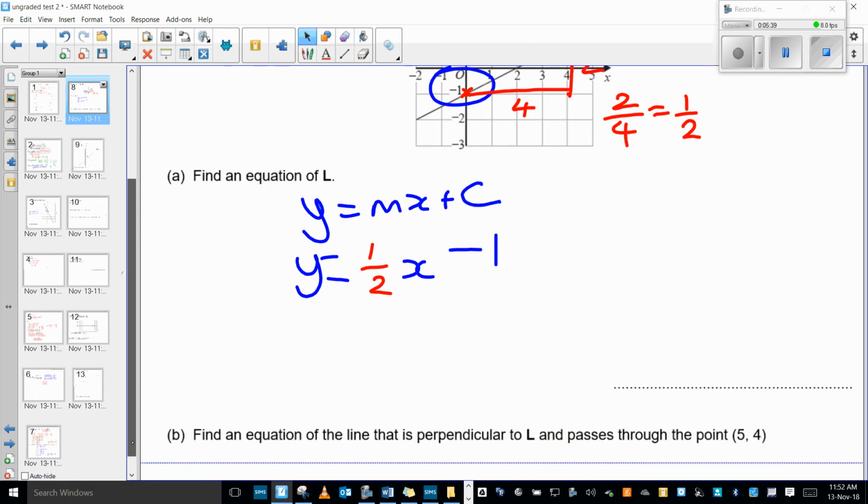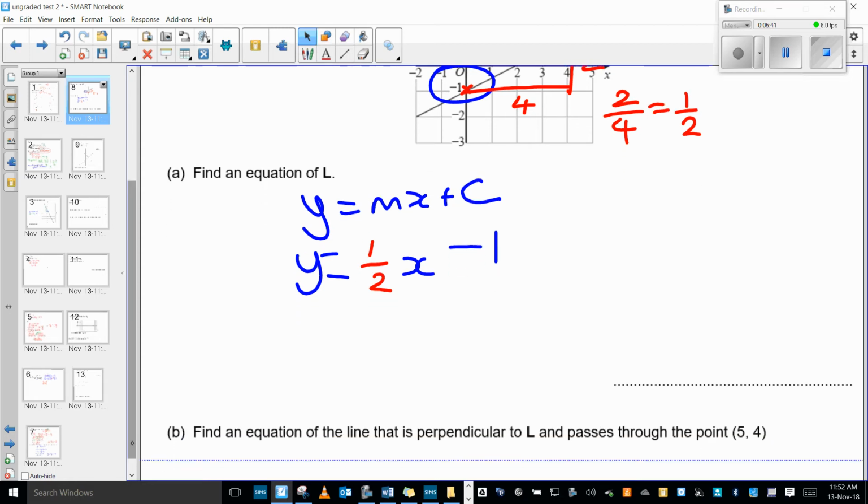B, find the equation of a line that's perpendicular to it and passes through the point (0, 4). The thing I focus on first of all is the perpendicular part. What do we know about perpendicular lines? Emma? They do not have the same gradient, but are their gradients connected in any way? You switch it, it's the negative reciprocal. That means you change the values to upside down and change the sign of it.